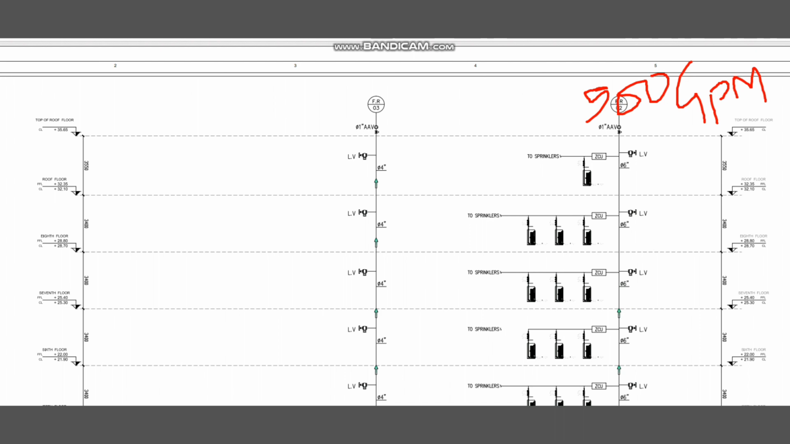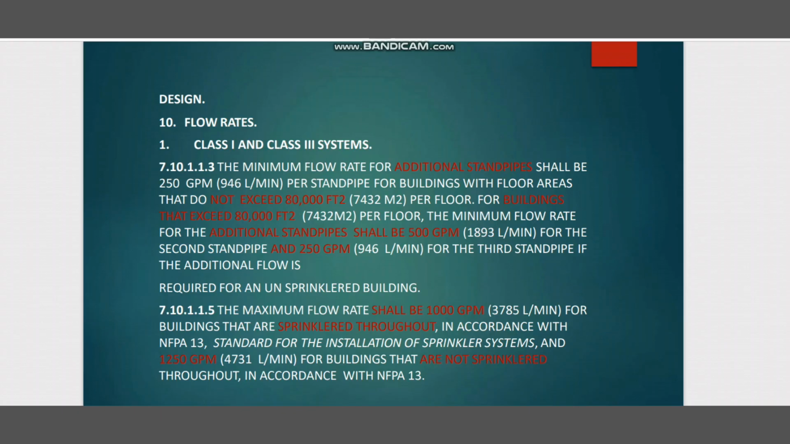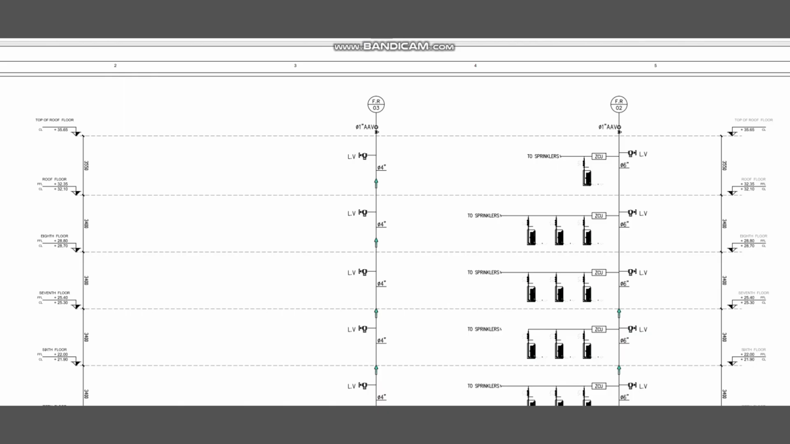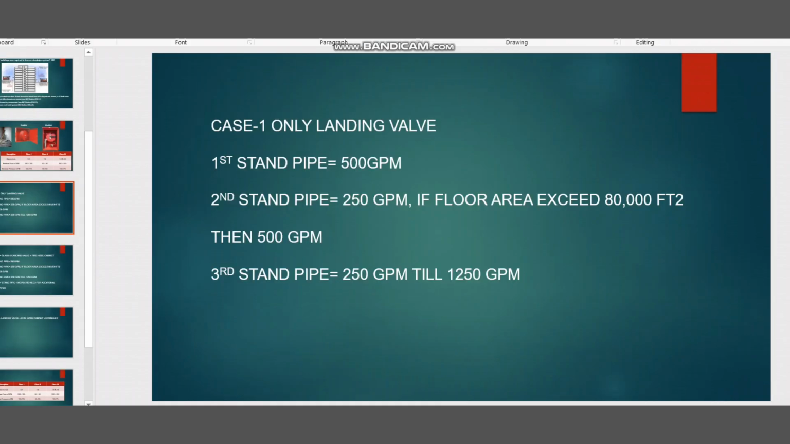So the first standpipe, I mean the residual standpipe or longest standpipe, it is clear. We have to assume 500 GPM. So now coming to the second case, we have additional standpipes. For the additional standpipe, we have to verify how much flow we need to know.